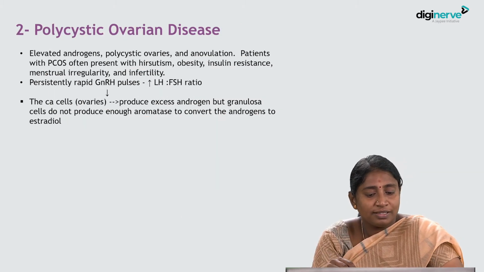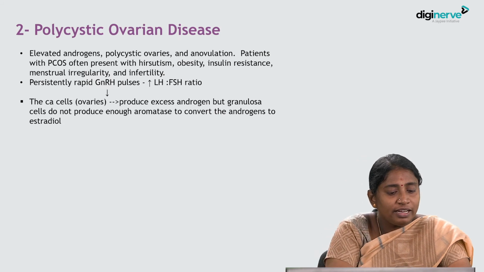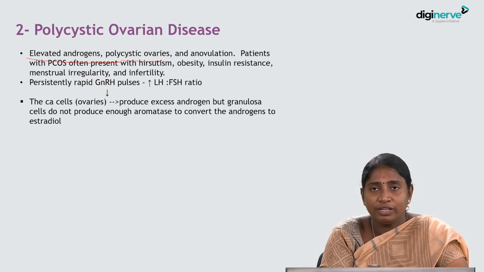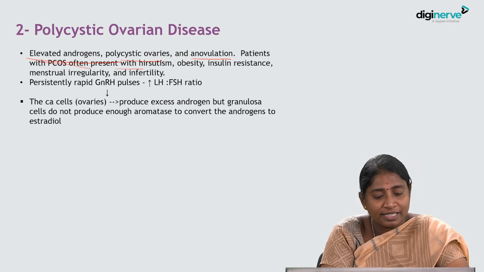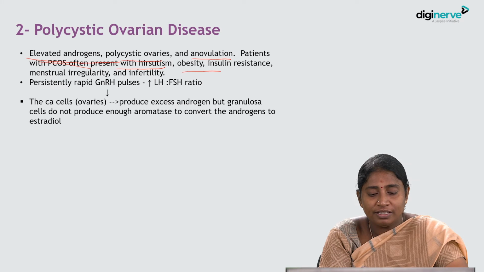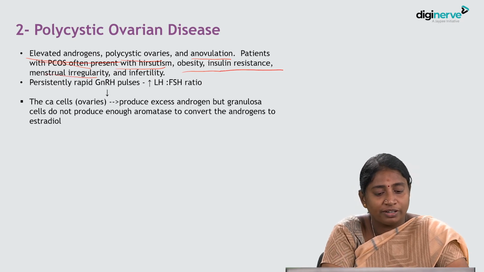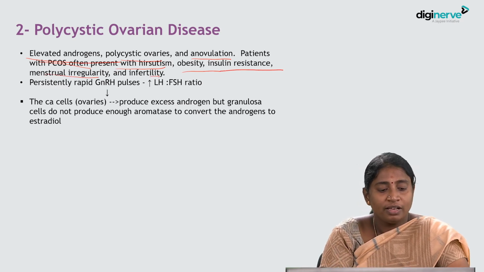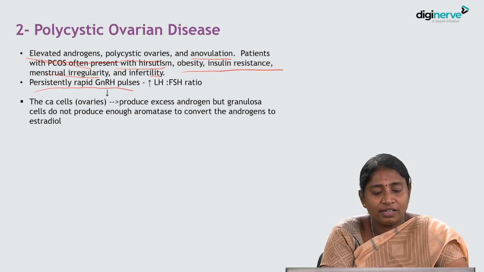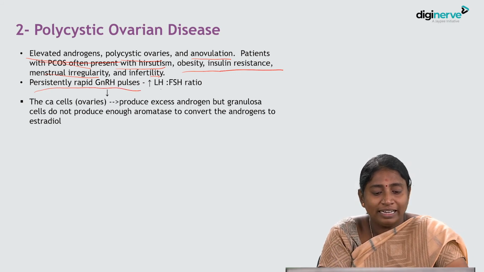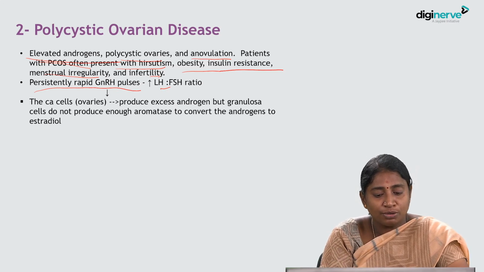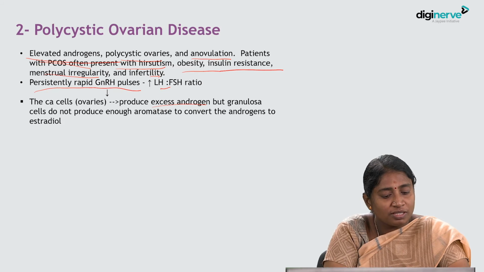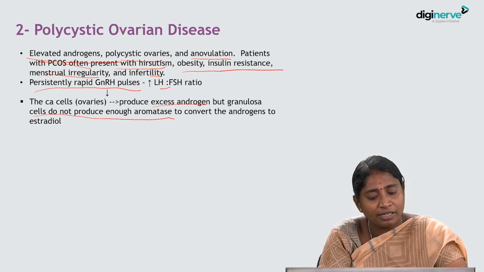The next group is polycystic ovarian disease, where there are elevated androgens, polycystic ovaries and anovulation. Patients with PCOS often present with hirsutism, obesity, insulin resistance, menstrual irregularity and infertility. This persistently rapid GnRH pulse will lead to an elevation in the LH to FSH ratio. The thecal cells produce excess androgen, but the granulosa cells don't produce enough aromatase to convert the androgen into estrogen.